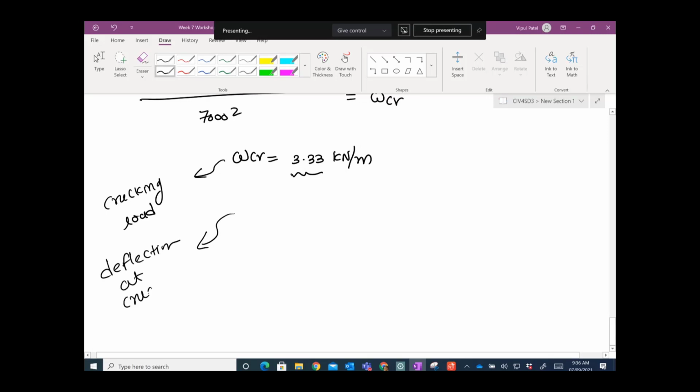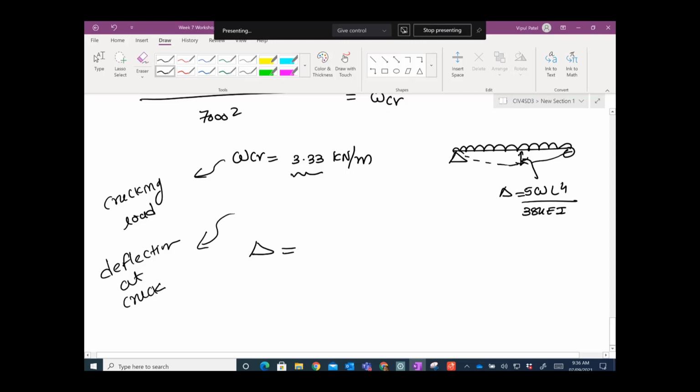Let's say what is your deflection at crack. If I want to calculate these deflections, you know these equations: if you have a UDL on a simply supported beam and it deflects, the maximum deflection is 5WL to the power 4 over 384 EI. Someone said, where is this equation coming from?